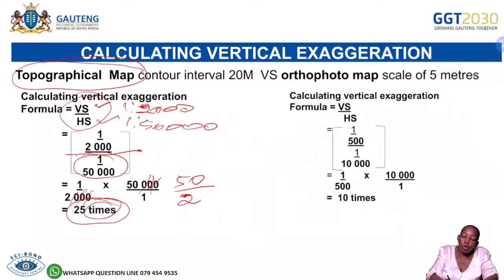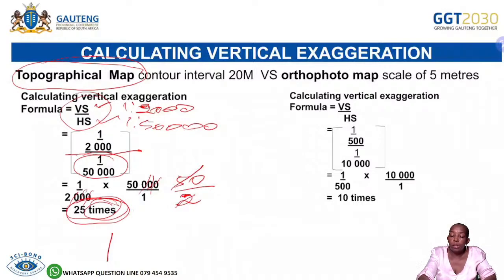So always take note of the unit that you must use there. So 50 divided by 2 gives us 25 times. So it means when we look at the cross section that we have drawn using that scale, it is exaggerated 25 times in reality. Okay.